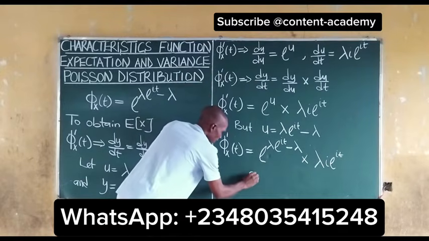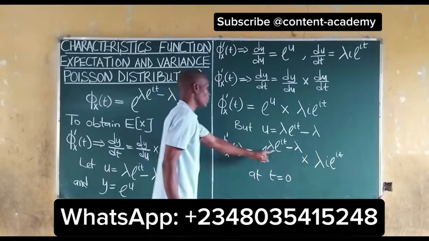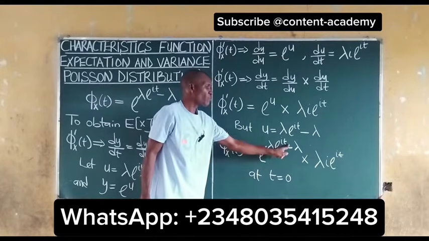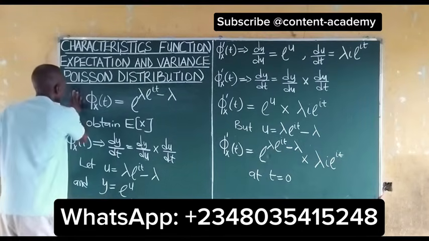So we now say at t equal to 0, that means anywhere we see t, we put 0.